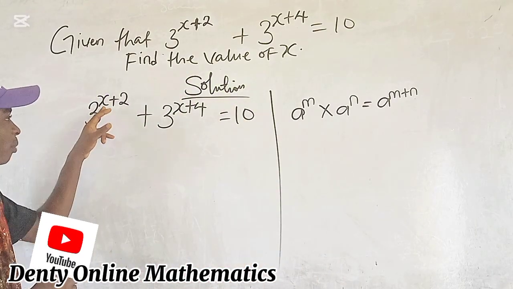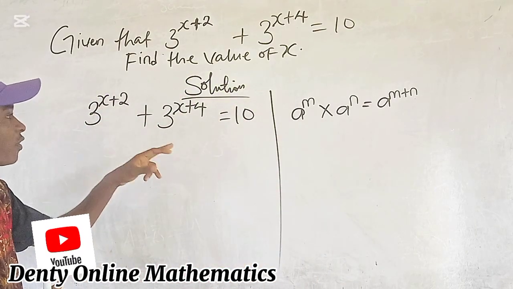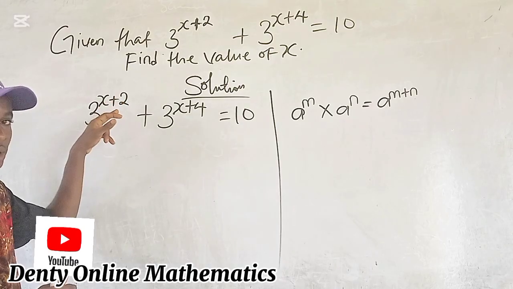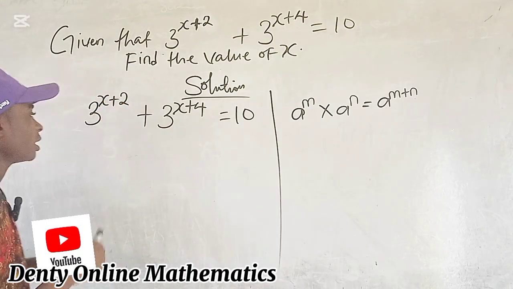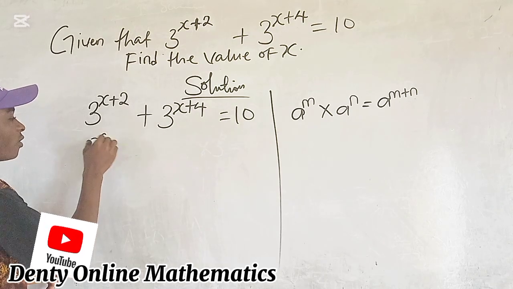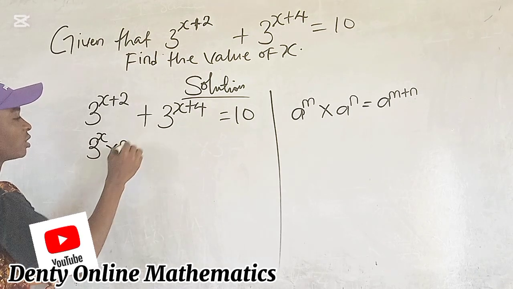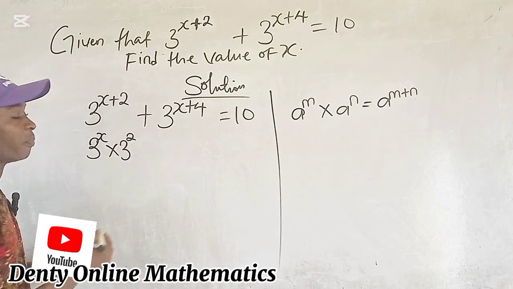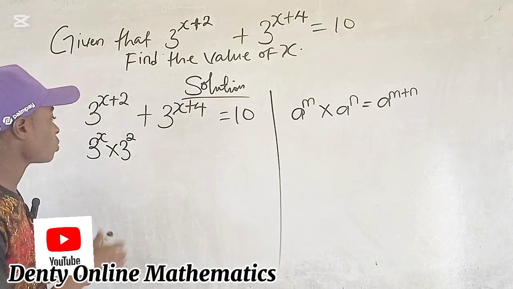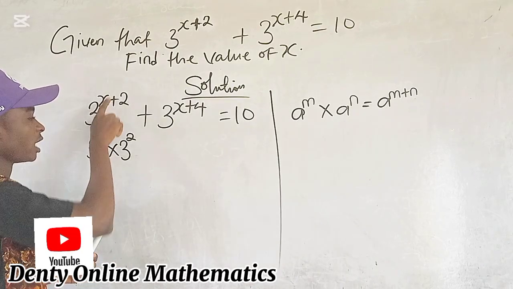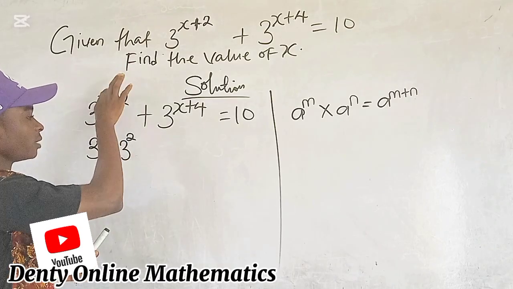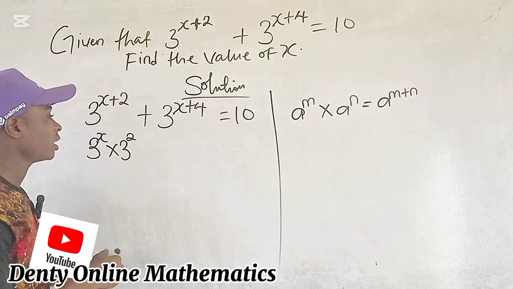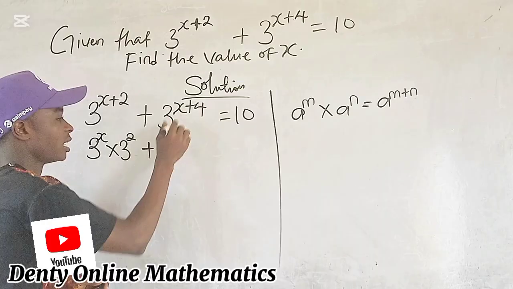Now let's come back to what we have here. We have 3 raised to the power of x plus 2. So if we are adding the exponent, this means that this is the same thing as 3 raised to the power of x multiplied by 3 raised to the power of 2. Because since we have x plus 2 here, it means the base was the same. And then if we are adding them, it means we are multiplying them here.